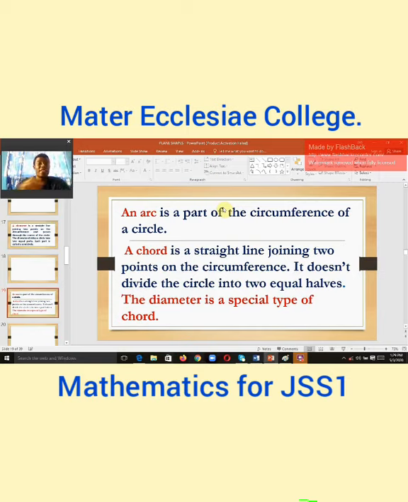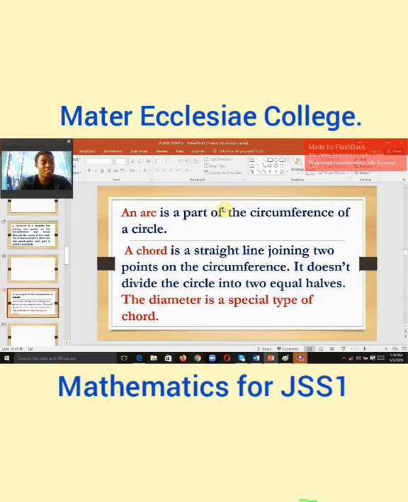So any line that is drawn from one part of the circle to another part of the circle is a chord. But if that line divides the circle into 2 equal parts, it is a diameter. So a diameter is a special type of chord. A diameter is like an example of a chord.